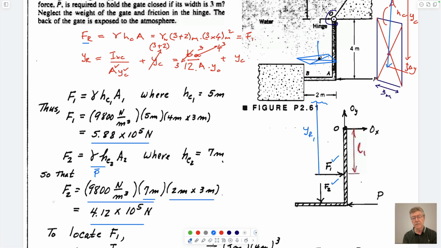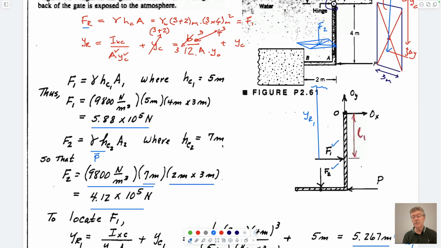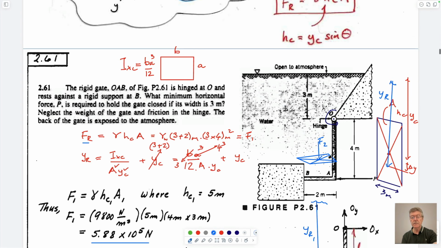gives this. So the force 2 is acting here, right in the middle. And so now we have the magnitude of this, and we also have the location of this, which is, if this is 2 meters, then this is 1 meter, which we'd call L2, I guess, perhaps. Not sure. And we know the location of action of this.